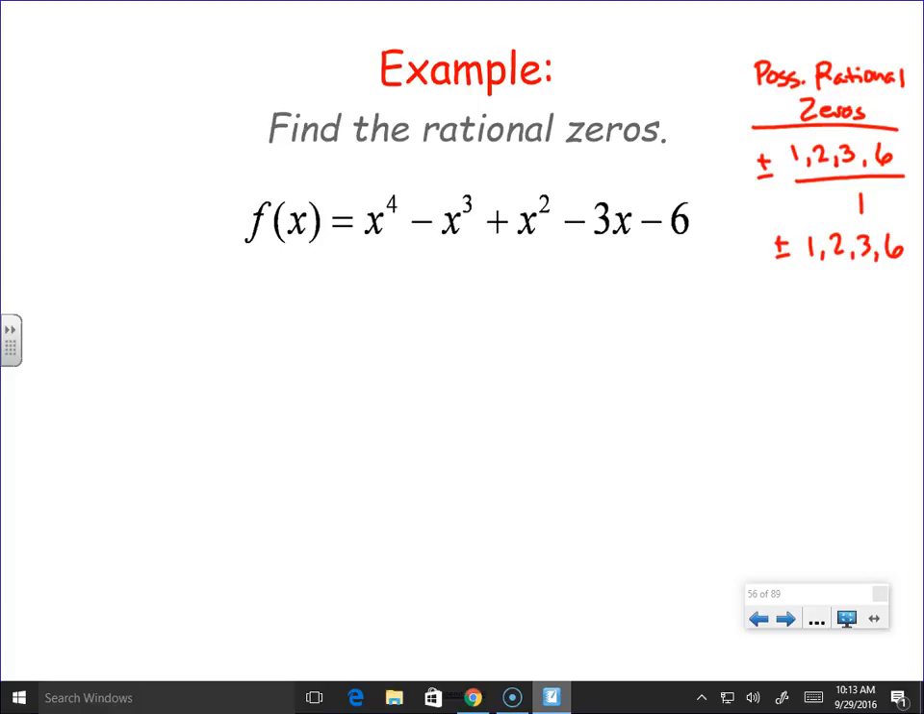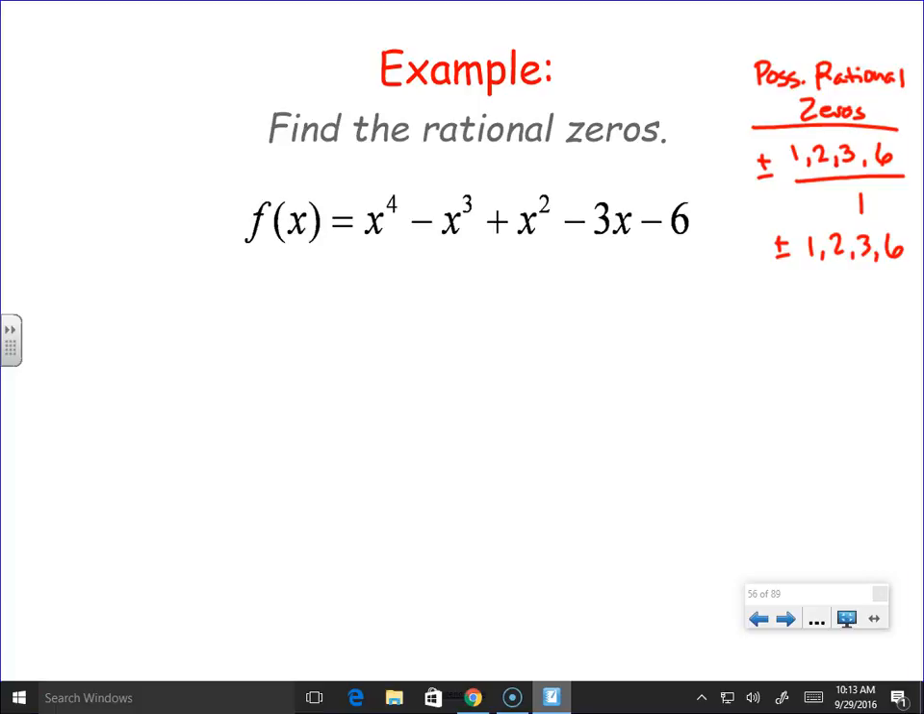Oh no, there are 8 zeros, and this thing can only have up to what? 4. Maybe they're all real, maybe some are imaginary, I don't know. So are all of these going to work? No. How do you figure out which ones do? Plug it in, or do synthetic.